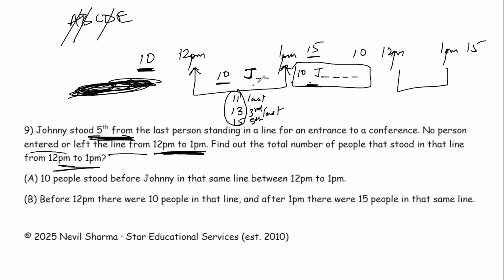Like if Johnny was last, then he became fifth from the last after 1 p.m. And if Johnny was third from the last, then there were two people that got added after 1 p.m. What's important is that between 12 to 1, we're not getting a definite answer. C is also out. E is the only possible answer.